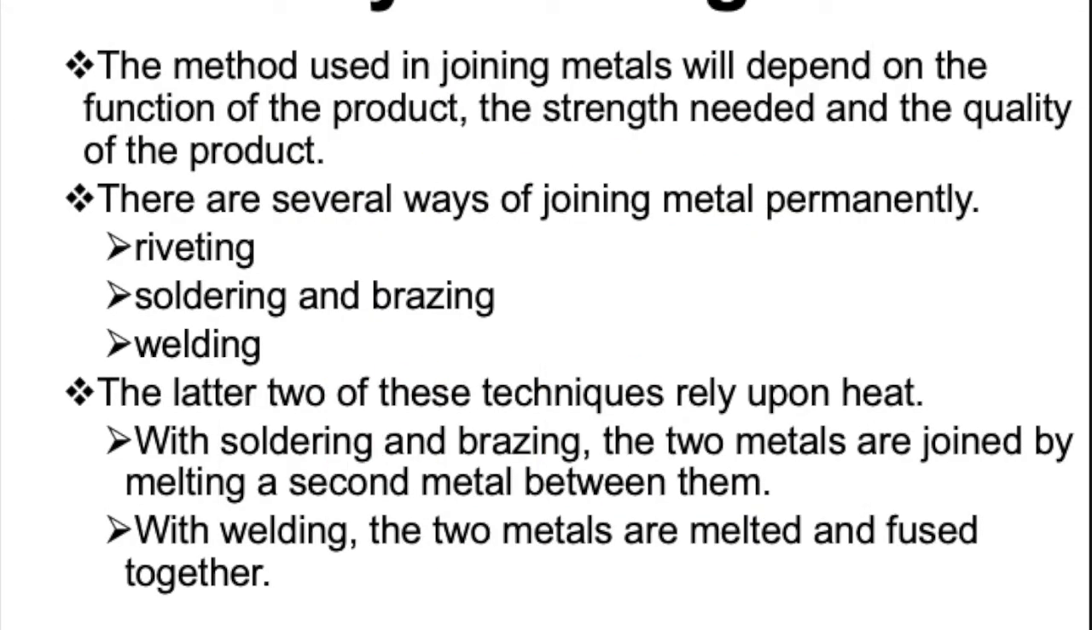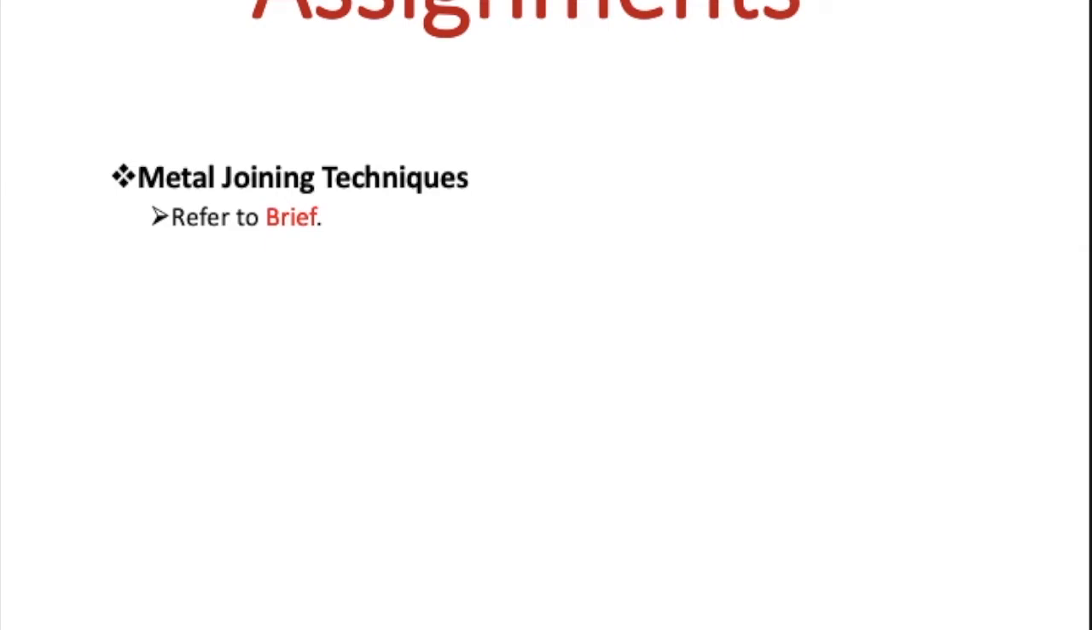So in summary, the method used to join metals will depend on what your intentions are. The important thing to mention here is that the type of joint one chooses will be guided by the intentions you have for that particular joint: the functionality, the strength that you need, and the quality at the end. And this brings us to the end of the joining techniques, linking us to the assignment that I'm going to give you in relation to this.